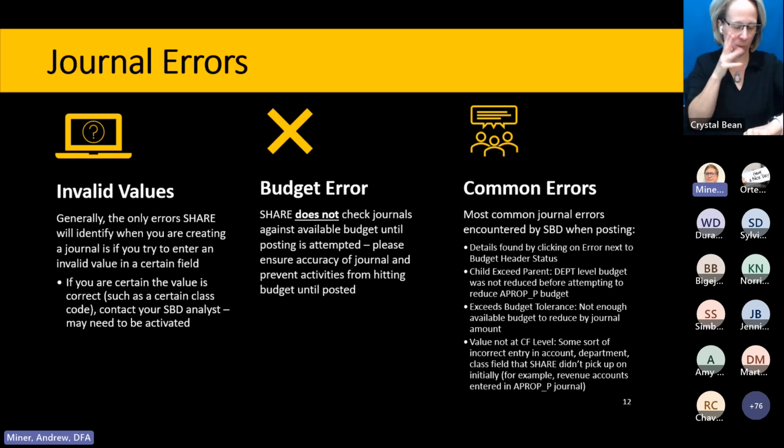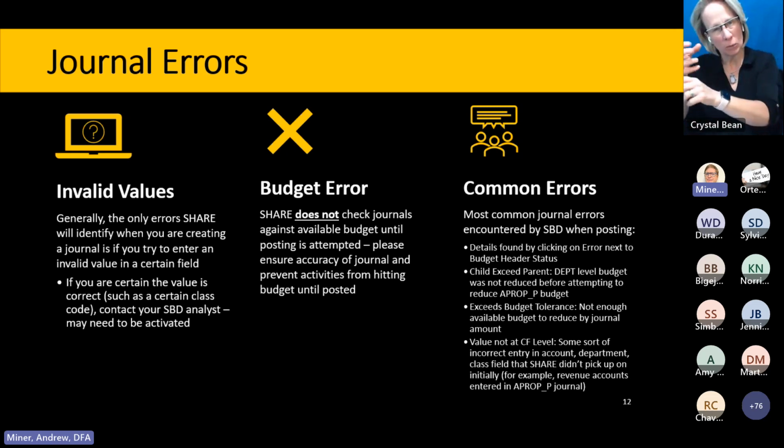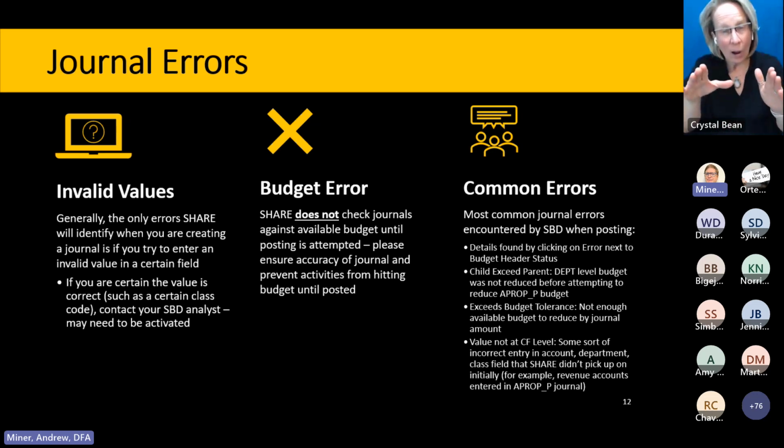And then another one is value not at CF. CF means chart field, so value not at chart field level. This could be multiple possible things, but it's generally some sort of incorrect entry in the account, the department, or a class field that Share didn't pick up on because for some reason it was valid. This is where you would see the revenue accounts entered on the appropriation journal that I was talking about earlier. Share will let you do that, but then it will catch it when we try to post it. So again, be careful of that.